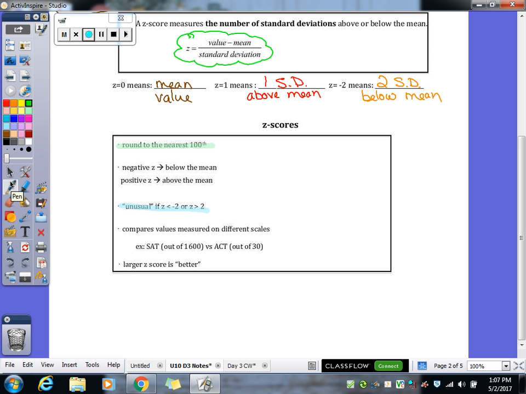So what that ends up looking like, here's our curve. Here's -2. There's +2. So if you're beyond it here or beyond it there, you're considered to have an unusual value. So all 4 of our ball players up there, since they were beyond 2 standard deviations above the mean, all of their values were unusual.